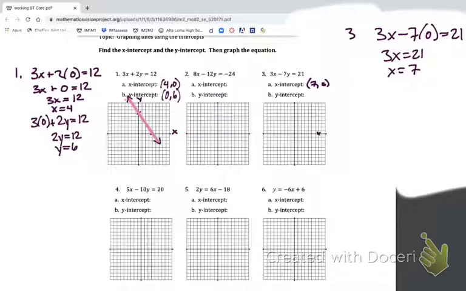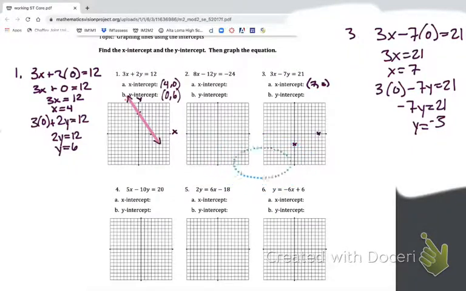And then my y-intercept, 3 times 0 is 0, so negative 7y equals 21. 21 divided by negative 7 is negative 3. So in this case, we would have our 2 points here. And finally, whoa, that's the wrong shape. That's the right shape. More or less, that's what we're looking for here. And again, 0, negative 3 is the y-intercept.